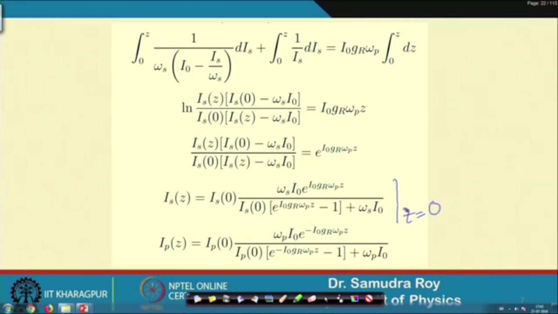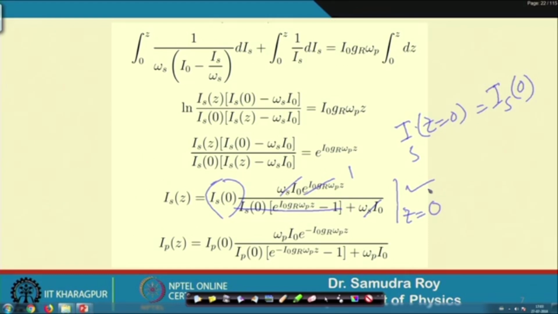Obviously, we know that at z equal to 0, the left hand side will be I_s at z equal to 0, or I_s(0), which is already in the equation. So, this term will simply be I_s(0). If you do these things carefully, you will find that if you put z equal to 0, this term will be 1, and this term is 1 minus 1, so it will cancel out. We have omega_s in the denominator and omega_s in the numerator, these two will cancel out and you will simply have I_s(0). So, the boundary condition gives us the correct result.